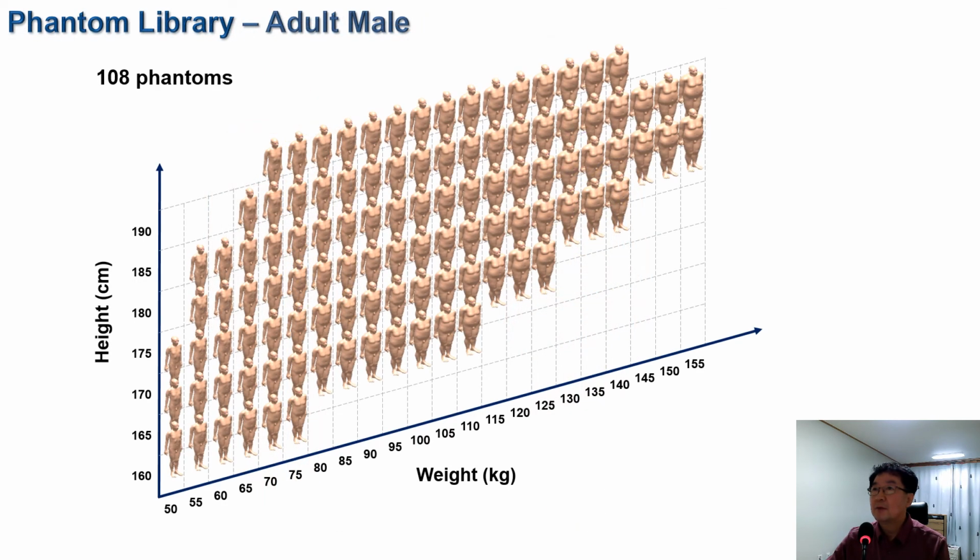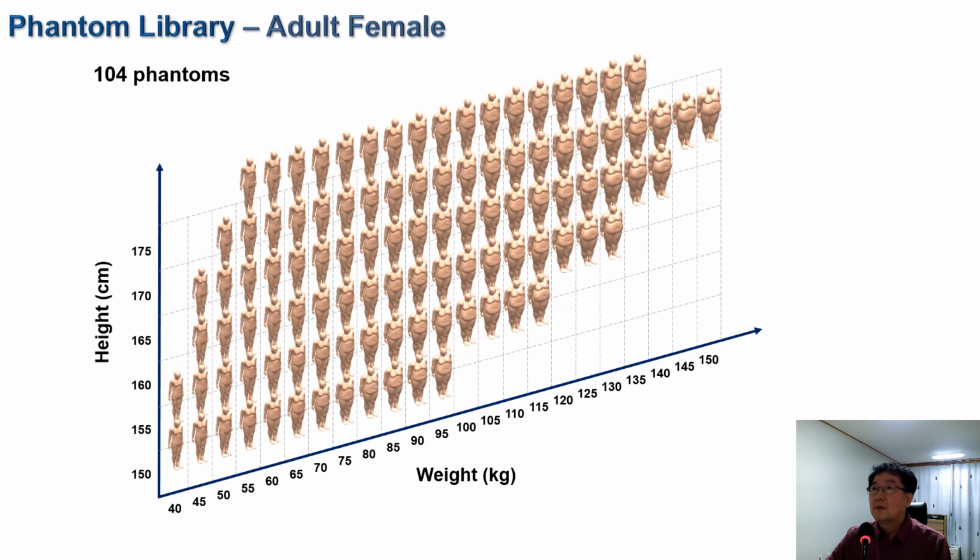And we produced phantoms as a library. For adult male, we produced 108 phantoms, and you can see very small and skinny phantoms, and also you can see very large phantoms. For adult female, we produced 104 phantoms.